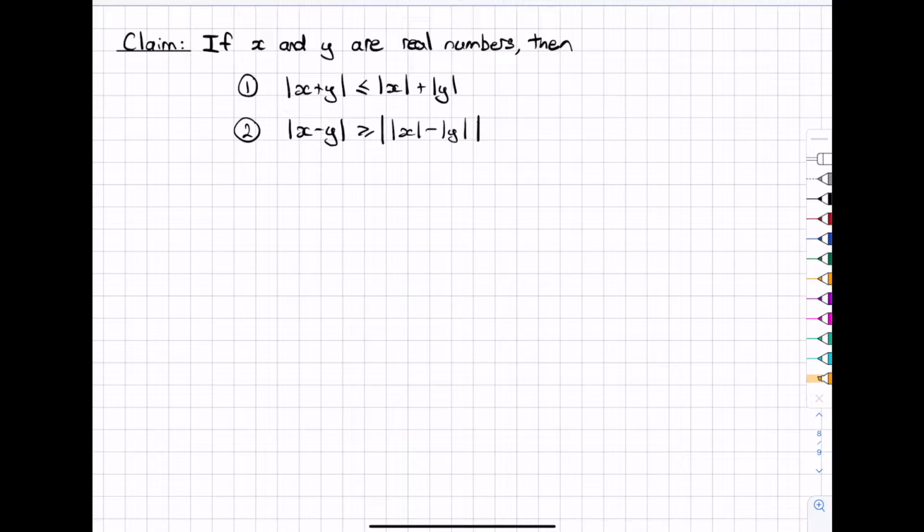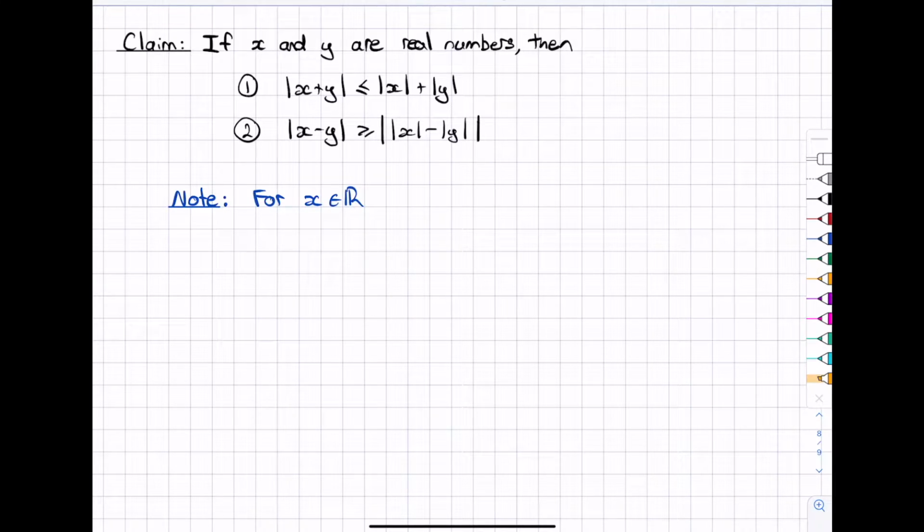And the second, which is sometimes called the reverse triangle inequality, says that the absolute value of x minus y is greater than or equal to the absolute value of the difference between the absolute value of x and the absolute value of y. Now, before we prove these two inequalities, there are a couple of things we want to note about absolute values that will be useful for our proof.